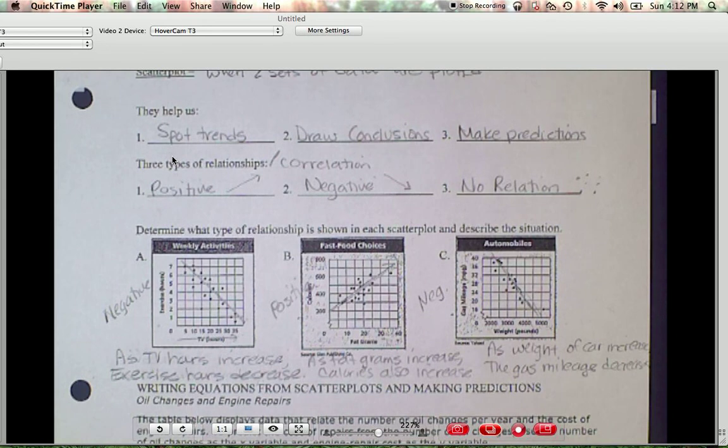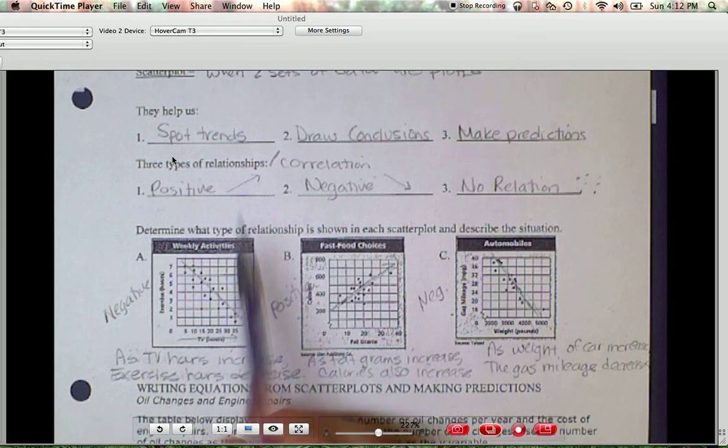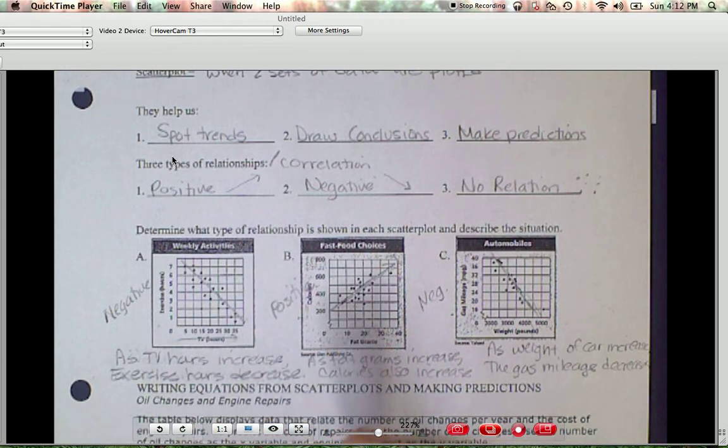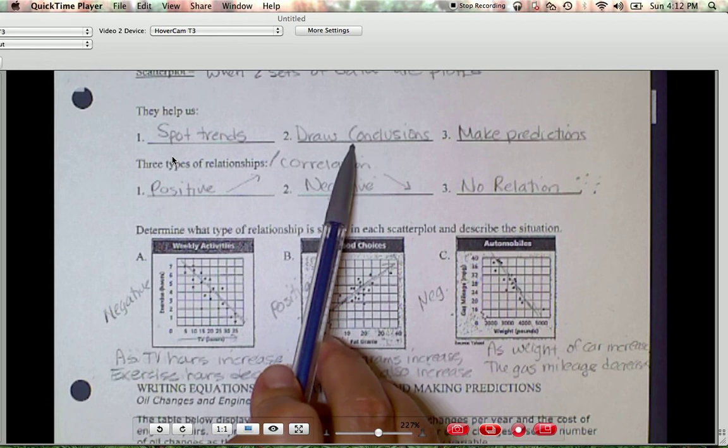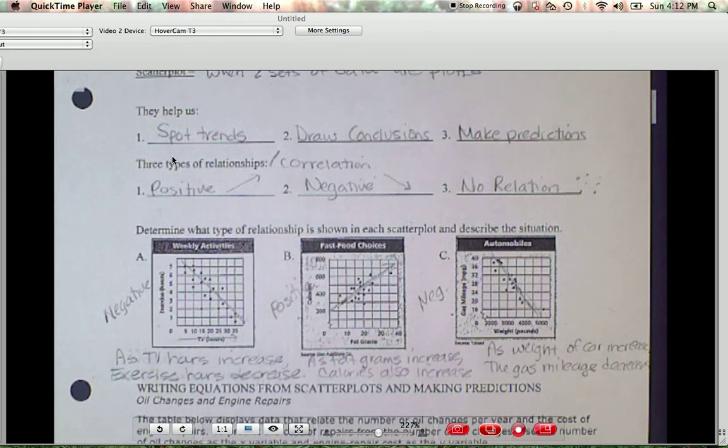So identifying relationships and being able to talk about the relationships. And we'll talk about these. We'll discuss these briefly as to why these relationships are happening. So we've spotted the trend. In class, we'll talk about drawing some conclusions from what's going on in these situations.